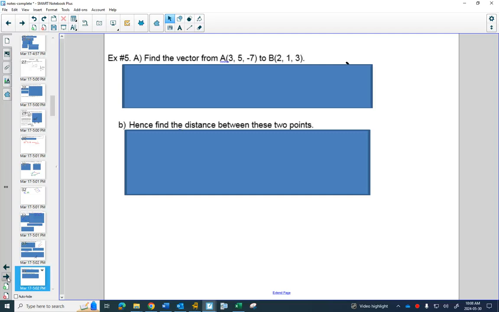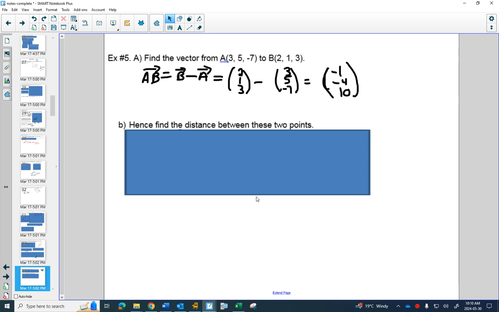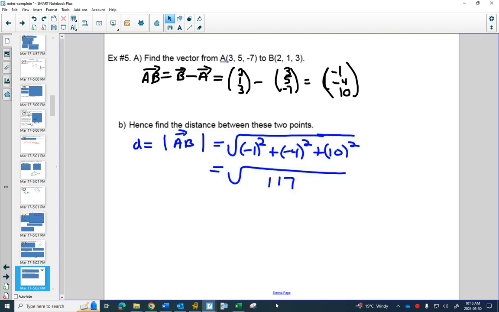All right, one for you to try. Can you find the vector from A to B? And then find the distance between A and B. Did you get from A to B was -1, -4, 10? And the distance, just square each of them and put in a square root. Square root of 117.